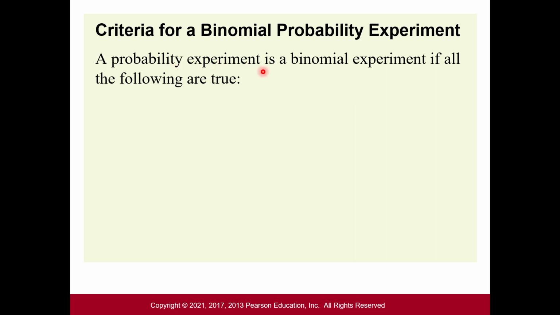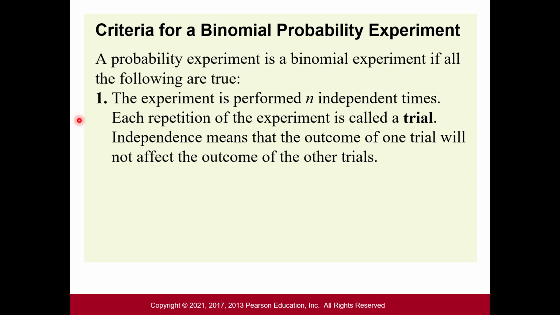A probability experiment is considered a binomial experiment if the following are true. Number one, the experiment is performed n independent times. These times are called trials. And independence means that the outcome of one trial won't affect the outcome of other trials.